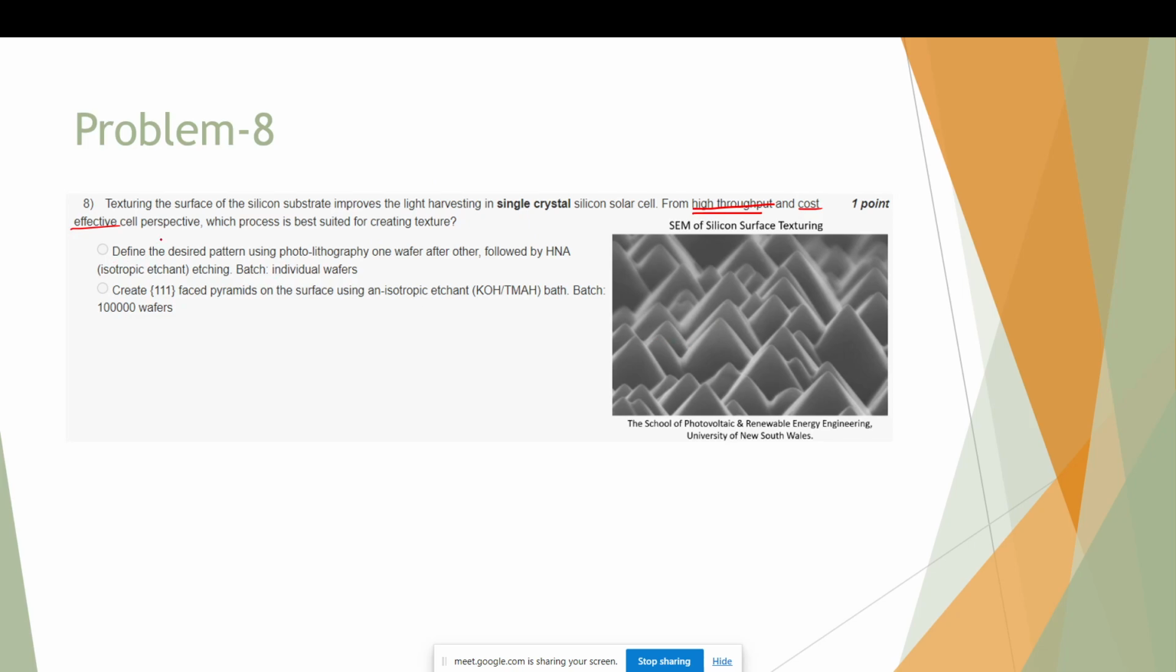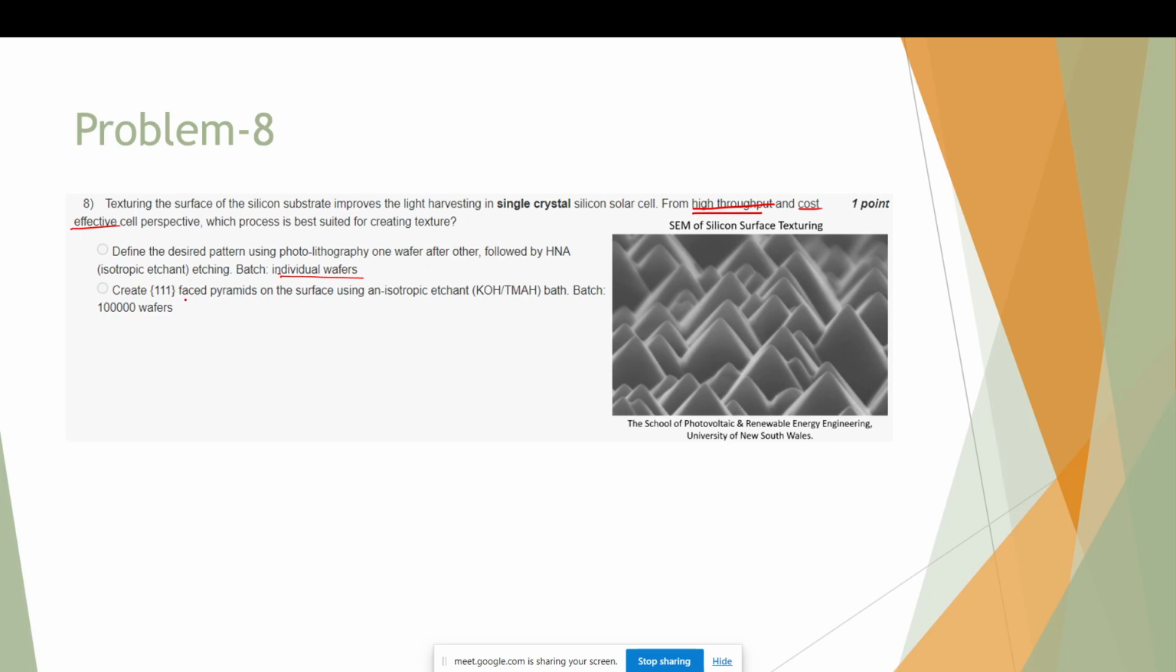So, the options are: define the desired pattern using photolithography, one wafer after other, followed by HNA, that is isotropic etchant etching. So, the batch will be individual wafers. What they are saying is we define each of these, the texture we write it using some photoresist and then go on etching it. So, this way has to be done one wafer at a time.